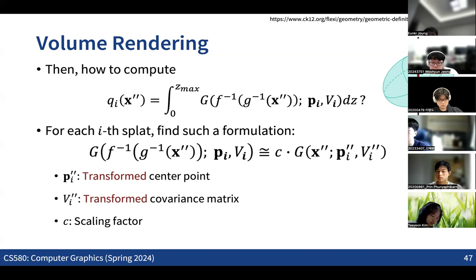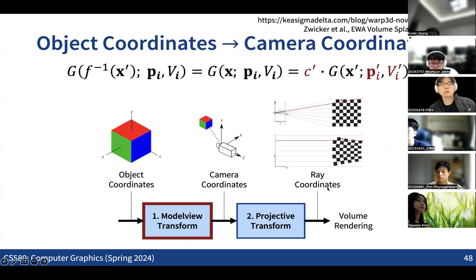Let's do this step by step. Let's first see how we can do the conversion from the object coordinate to the camera coordinate. When we have a point defined in the object space, we are going to calculate the same weight computation in the camera coordinate system with some kind of scaling vector. So let's do this first.